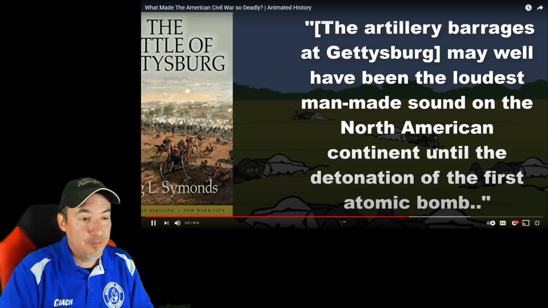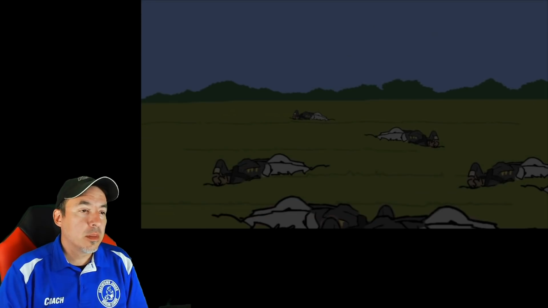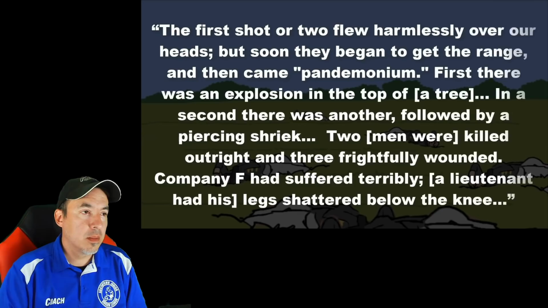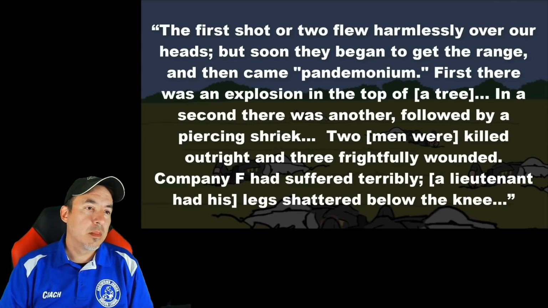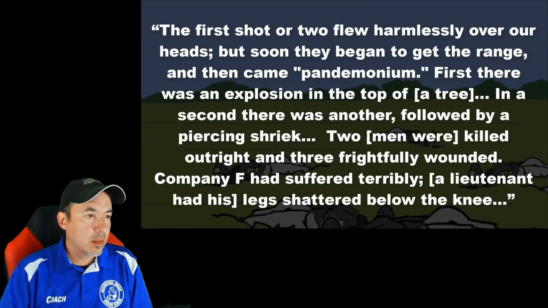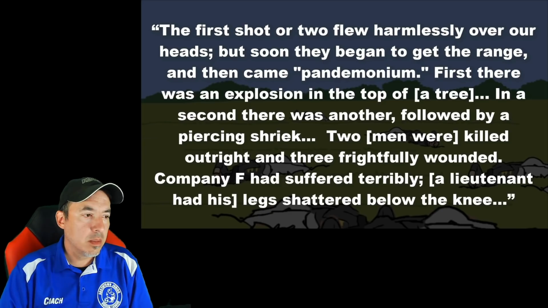And in the words of Colonel Joseph Mayo of the 3rd Virginia Infantry who fought at Gettysburg, "The first shot or two flew harmlessly over our heads, but soon they began to get the range, and then came pandemonium. First there was an explosion on the top of a tree, and in a second there was another, followed by a piercing shriek. 2 men were killed outright and 3 frightfully wounded. Company F had suffered terribly, and a lieutenant had his leg shattered below the knee."